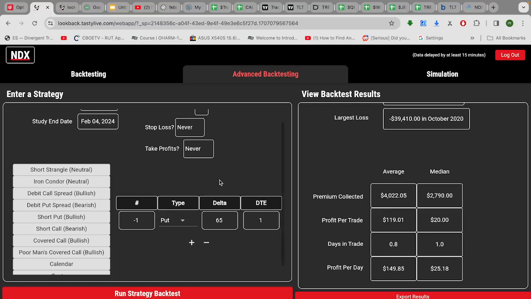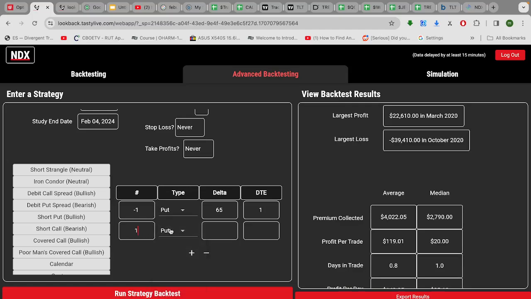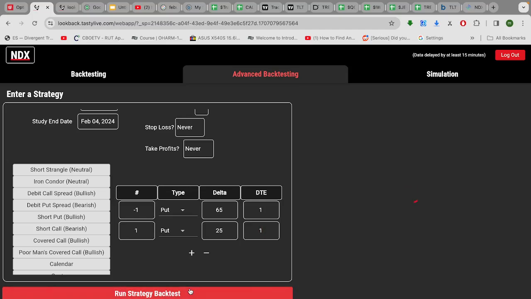Now, in the back test, profit per day has to do with the total profit. It has to do where the trade ends up and if you have to buy the option back, et cetera, et cetera. So profit per day is at 150. So let's put the protection back on there, the 25 delta, 1 day till expiration, and let's see what the average profit does.